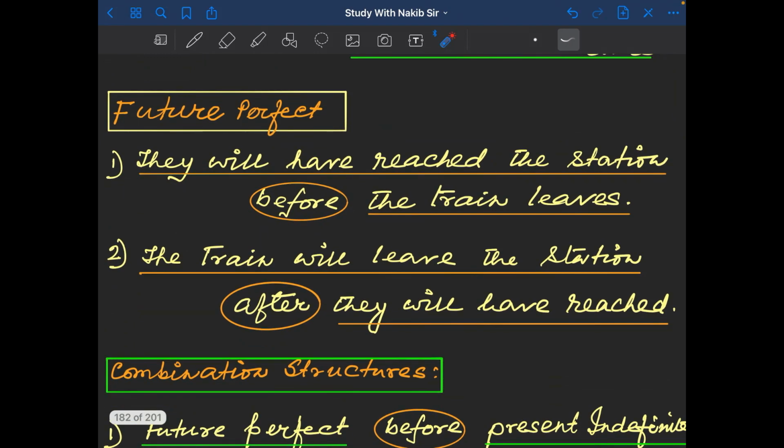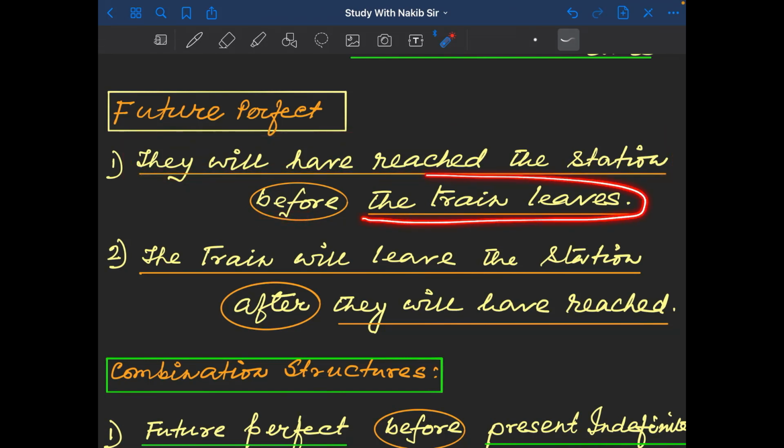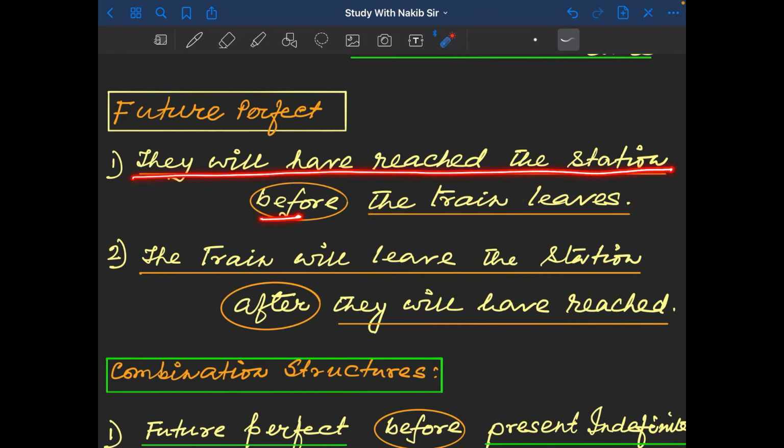They will have reached the station before the train leaves. This is future perfect tense. Before the train leaves. See, present indefinite tense. Leaves, subject plus present form of the verb. So this is the future perfect, then before, then present indefinite tense.